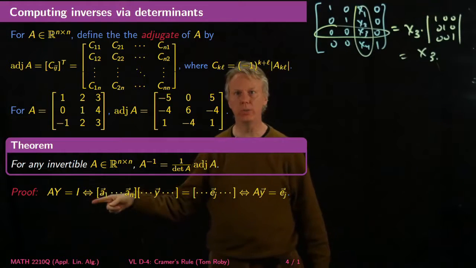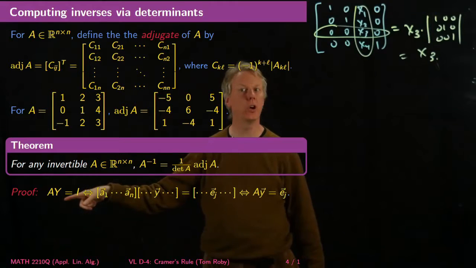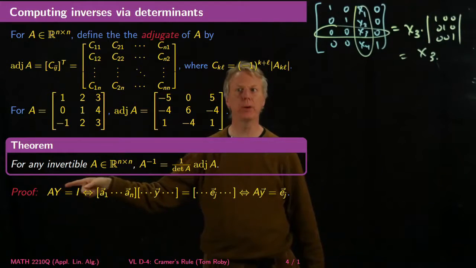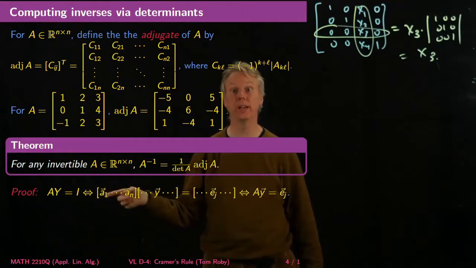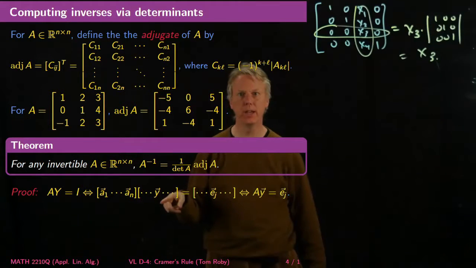We have AY equal to the identity, right? If A is invertible, then there is some inverse, and let's just call it Y. It has the property that when you multiply these two matrices, you get the identity. So I write them as column vectors. And now let's just make this the jth column.